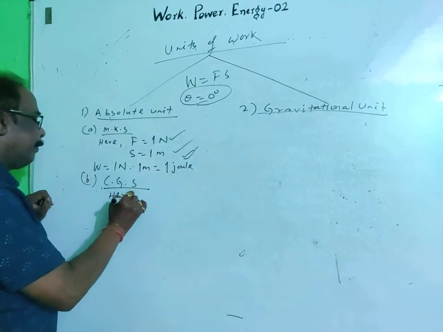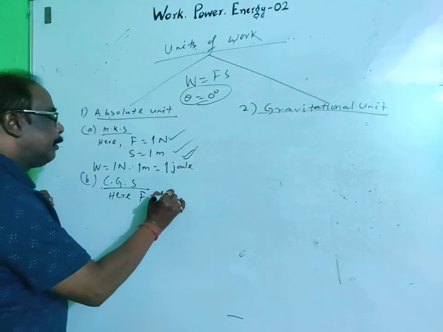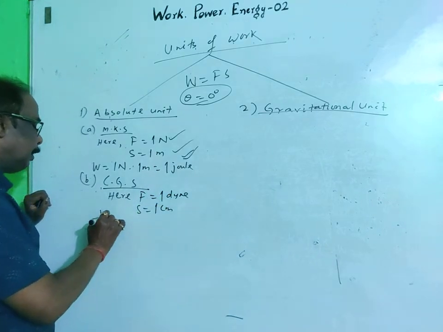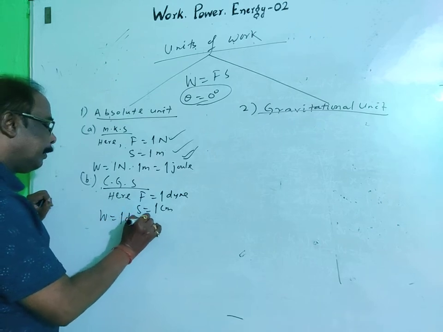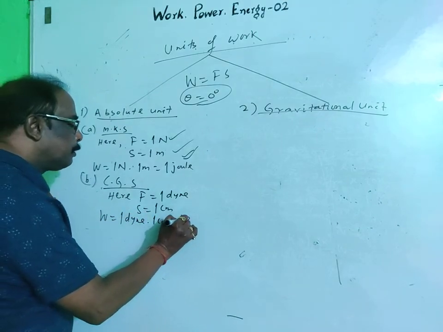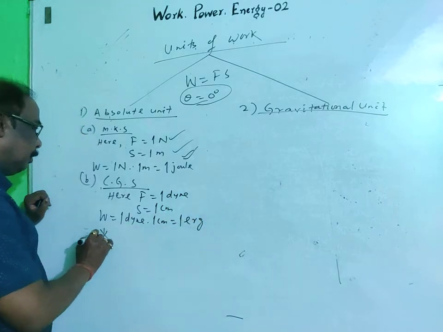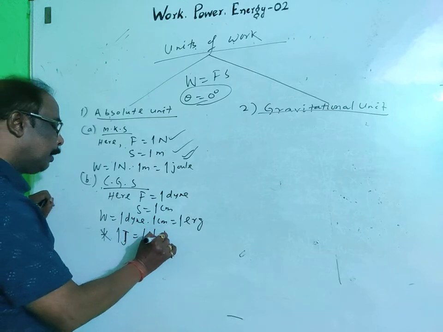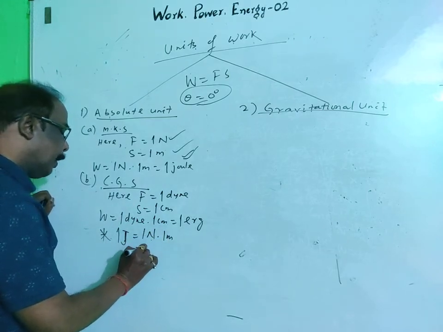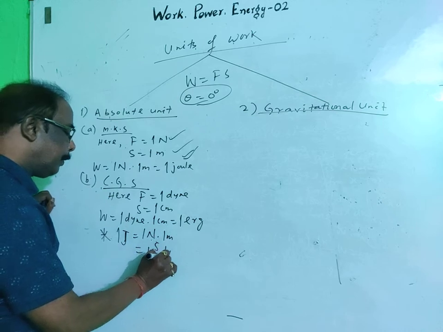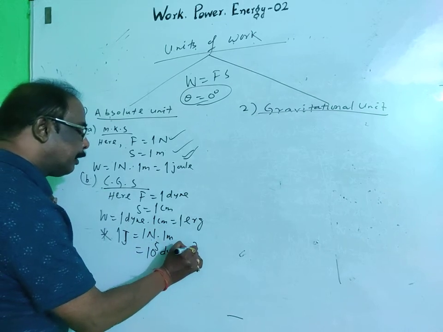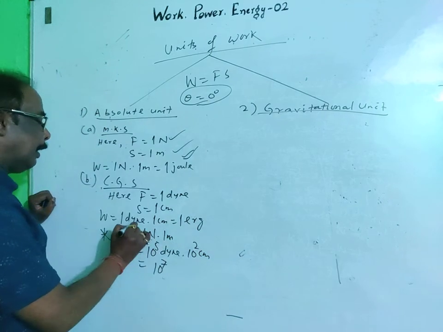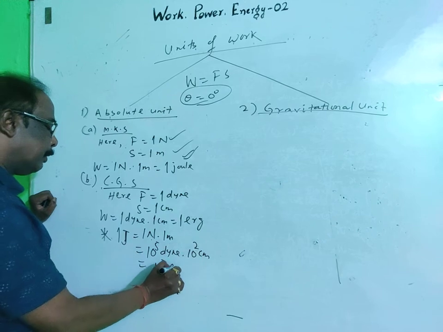Then in CGS, here unit of force is a dyne, 1 dyne, and unit of displacement is 1 centimeter. Then work is equal to 1 dyne into 1 centimeter, and you know it, this is 1 erg. And 1 joule is equal to 1 Newton into 1 meter. 1 Newton you know, 10 to the power 5 dyne, and 1 meter is 10 to the power 2 centimeters. So 1 joule is equal to 10 to the power 7 dyne centimeter, which is erg.